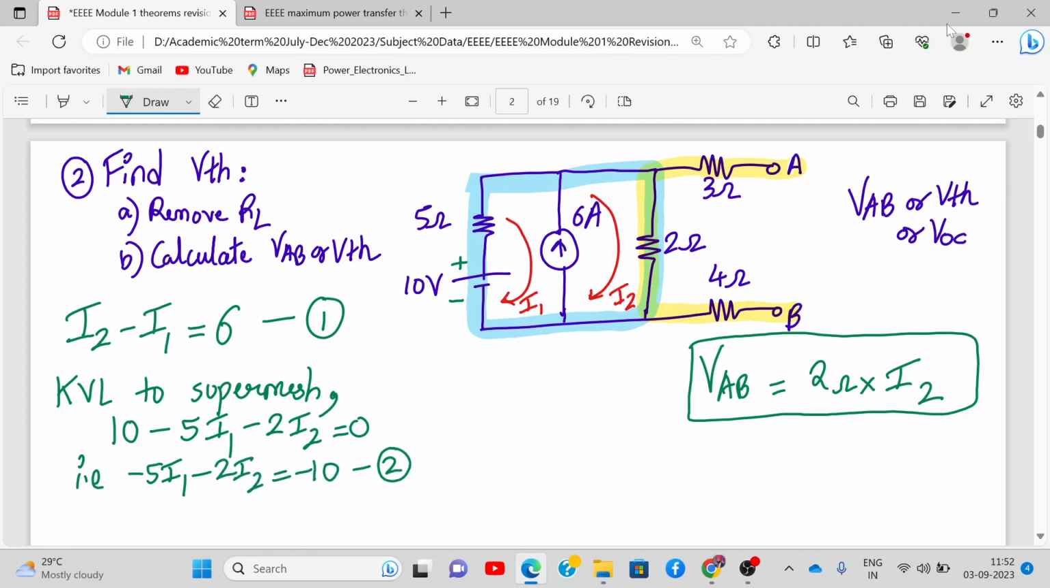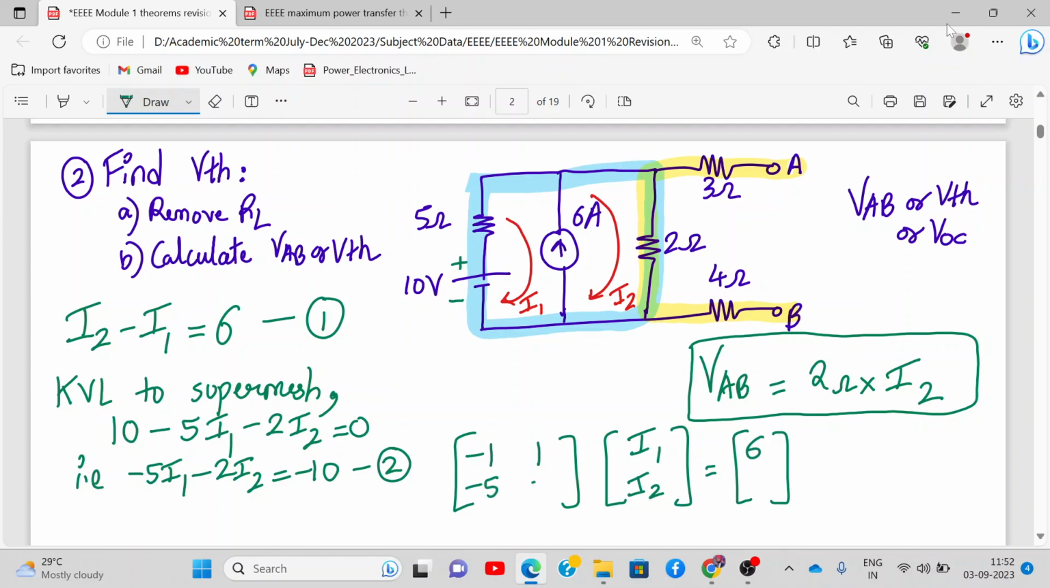So we have two equations, two unknowns. We can solve it easily. So I write it in matrix form. I1 I2, and here I write it as, see, very carefully, I1 is the first coefficient, so minus 1, 1, 6, and here we have minus 5, minus 2, minus 10. Did you all get it, how we wrote this matrix?